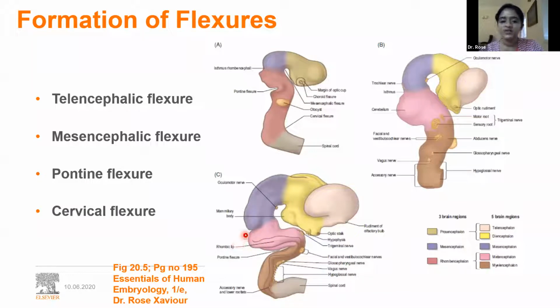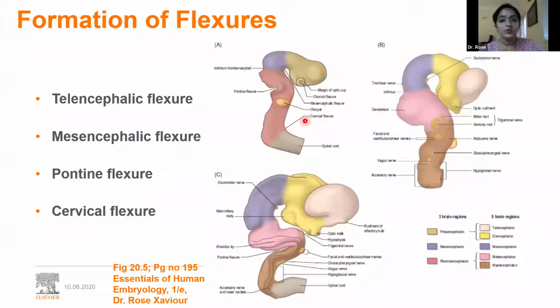We don't have time to finish all the minor details, so that's the reason I'm adding this point here. With the formation of the pontine flexure from the metencephalon, a lip is formed known as the rhombic lip, and it is the rhombic lip which gives rise to the formation of the cerebellum. And the last important flexure we have to mention here is the cervical flexure, which is seen between the spinal cord and the rhombencephalon. That is the cervical flexure.